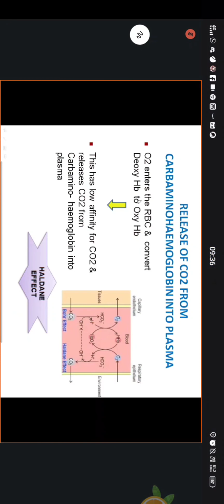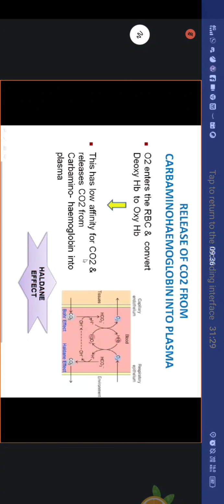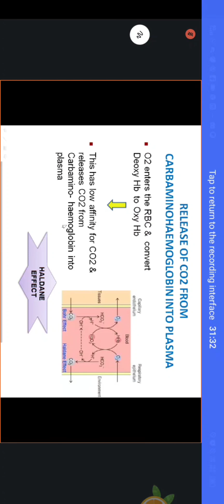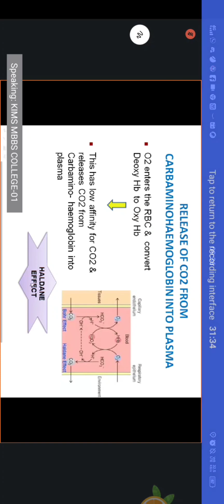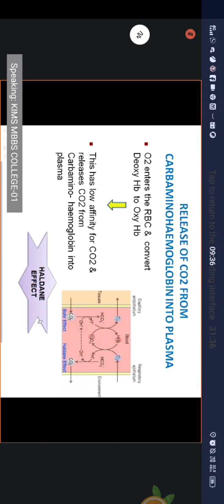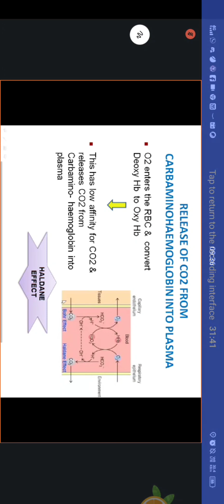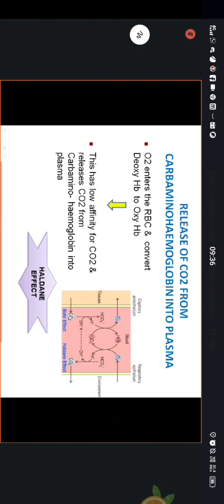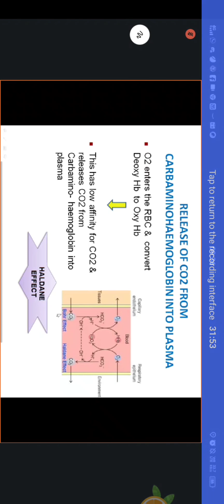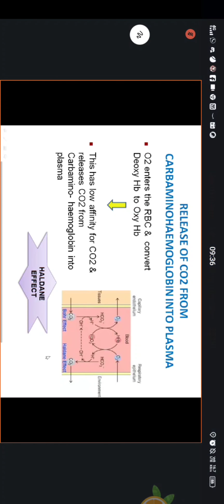Because of increased oxygen concentration, there will be low affinity for CO2 and unloading of CO2 occurs. As I told earlier, this effect is known as the Haldane effect. Whereas in the case of oxygen, there is the Bohr effect, which is under the influence of CO2: oxygen is liberated to the tissues at the tissue level because of the Bohr effect. Whereas at the respiratory level, because of oxygen, CO2 is liberated. This is called the Haldane effect.